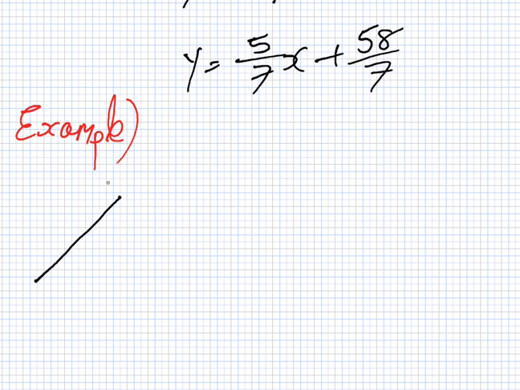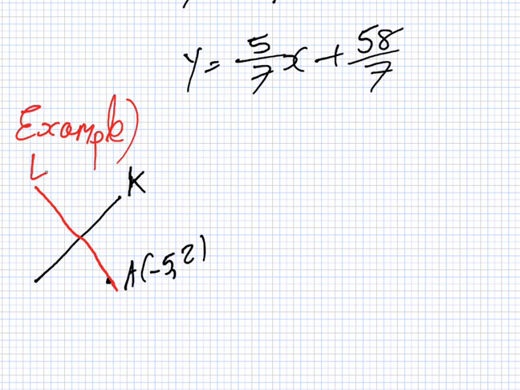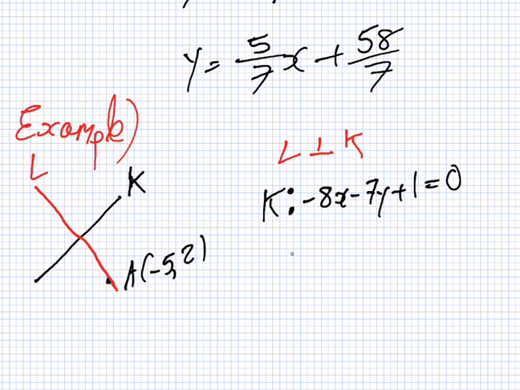Let's see. Okay, so this is K. Again, this is A. But this time, let's make it perpendicular. Okay, and this is L. And L is perpendicular to K. And let's say K is this line. And then, oh sorry, I don't want to use minus 5. I'll just make that 2 or 5 here.